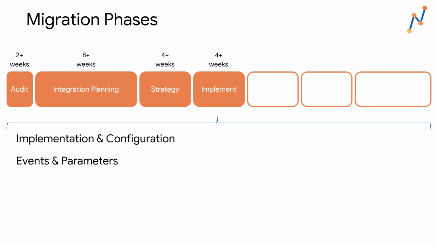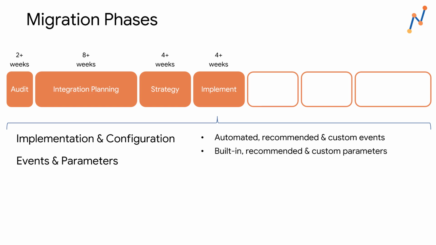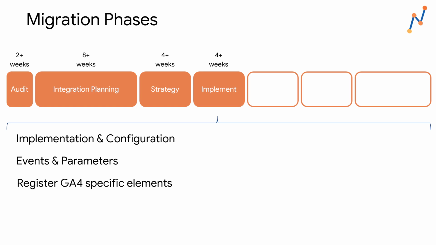Next is to define the events and parameters which you want to use to collect data. So make use of automated, recommended, or custom events in conjunction with built-in recommended or custom parameters. And every time you make use of custom parameters, you will most likely need to register a GA4 specific element like custom dimension or custom metric, and also if you want to define a specific event as a conversion event. Once done with this, quality assurance is mandatory to check the accuracy of data being collected and if the desired outcomes are met.